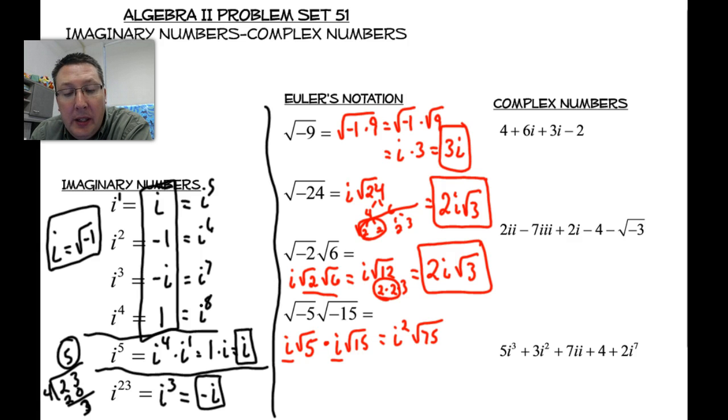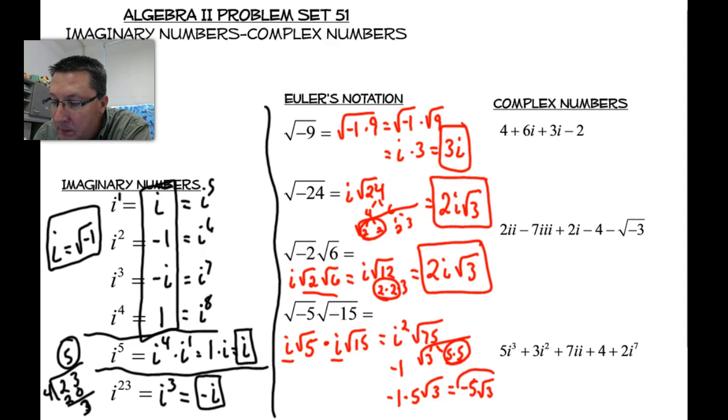So now i squared, if you look over to the left, we have this table. i squared is equal to negative 1, so I can change that to negative 1. And then simplify the square root of 75. That's 3 times 25, so 3 times 5 times 5. So a pair of 5's. Pull that out, times the negative 1. And a little 3 left inside. So negative 1 times 5 is negative 5 times the square root of 3. Okay?